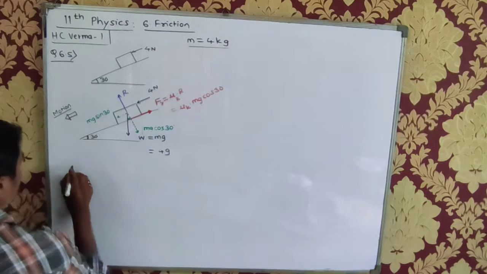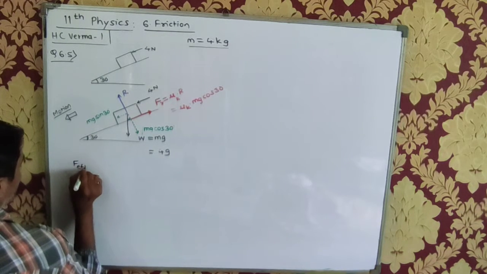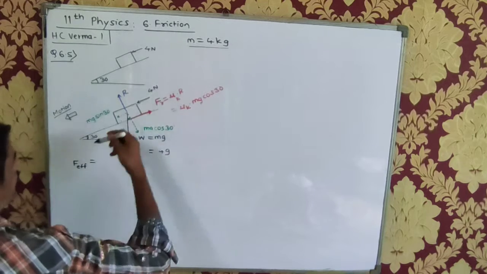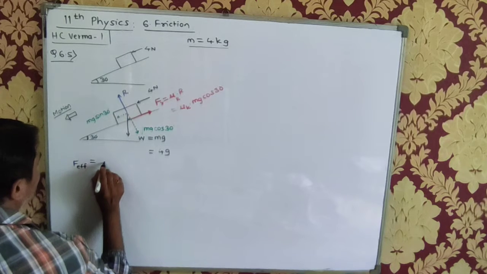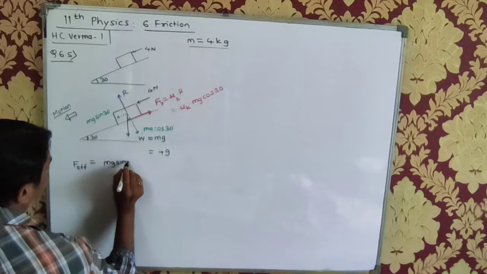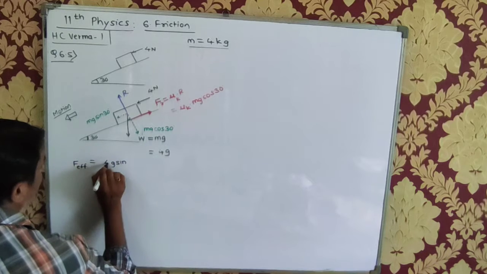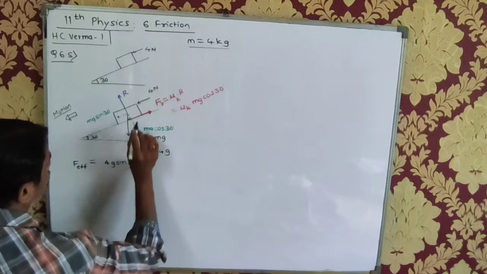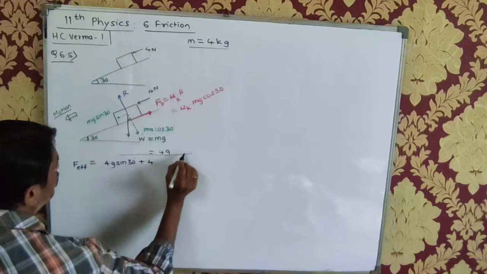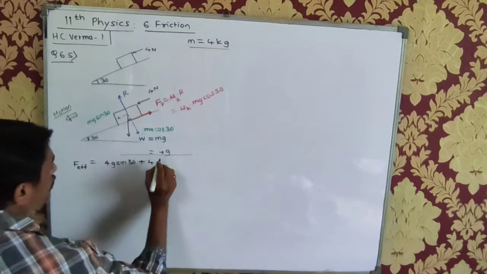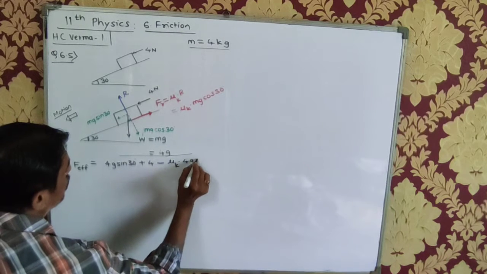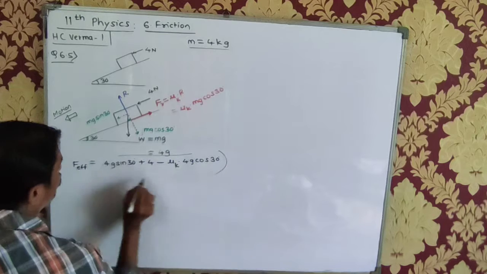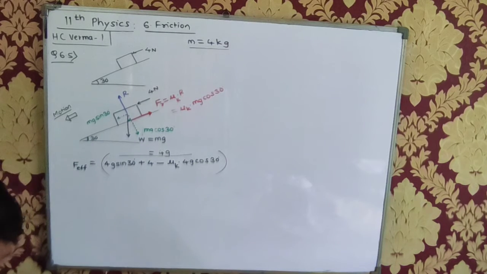So, in totality, what is the total effective force in the downward direction? F effective in the downward direction is, these two will add and this will be subtracted. That means it is mg sin 30, or in place of mg write 4g. 4g sin 30 plus 4 minus mu k into 4g cos 30. This is the effective force, and this F is equal to ma.